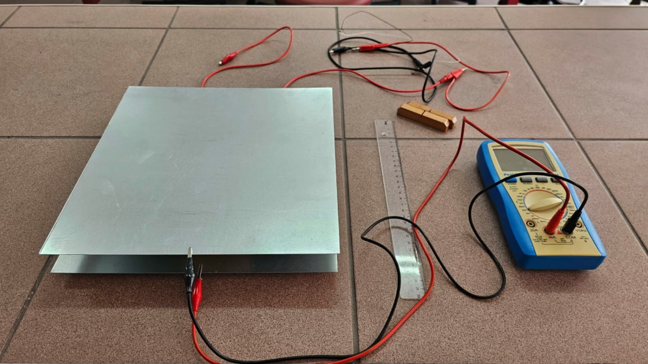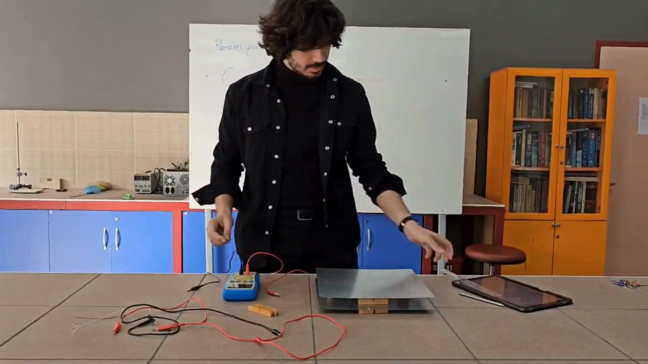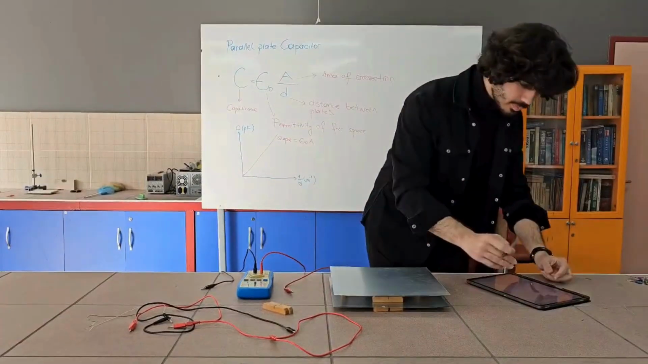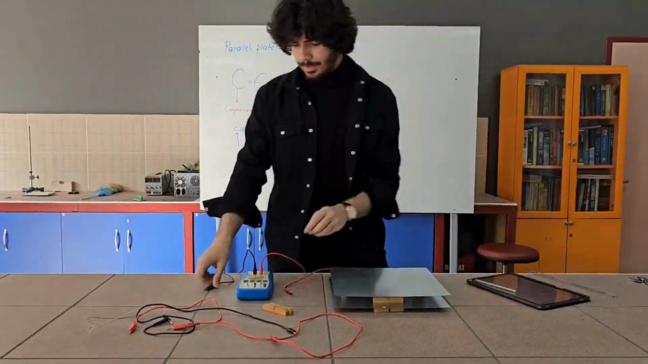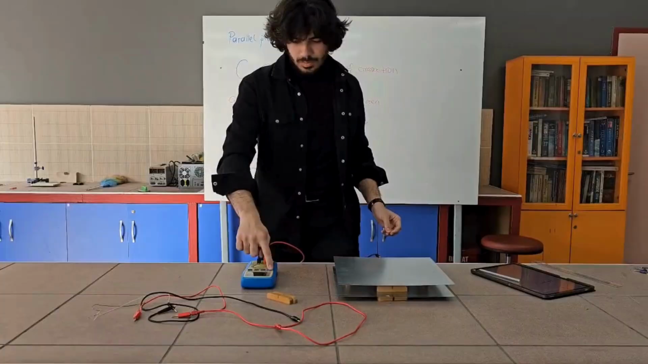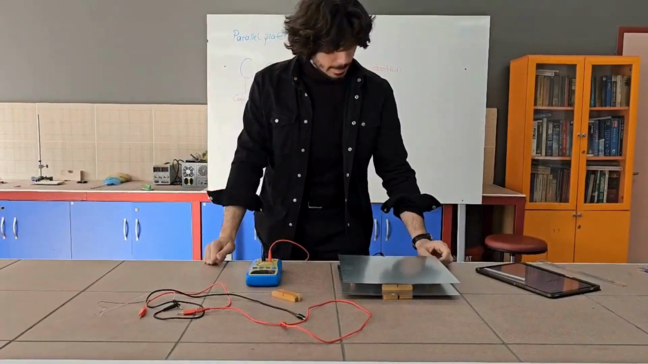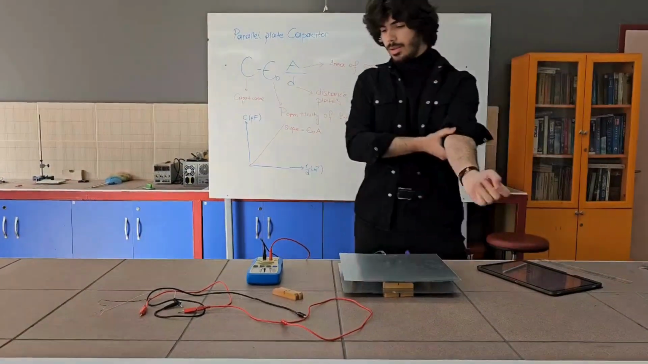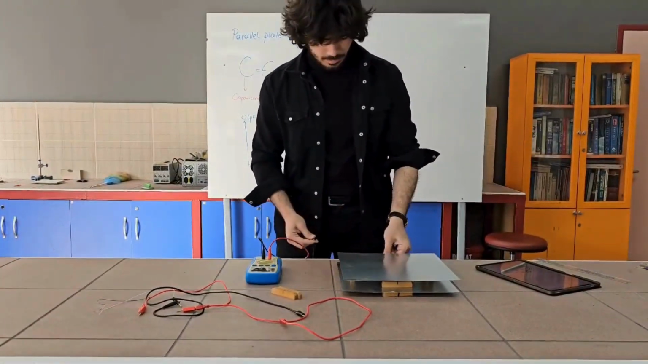Here is the setup that I used for the first part of the experiment. We constructed a parallel plate capacitor using two square metal plates, and then we measured the capacitance with a multimeter while increasing the distance between the plates in multiples of 2 mm. Then finally we discharged the stored charge through a resistor after each measurement to ensure the reliability of the data.